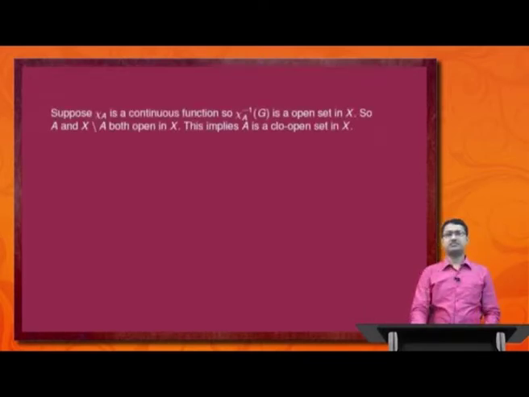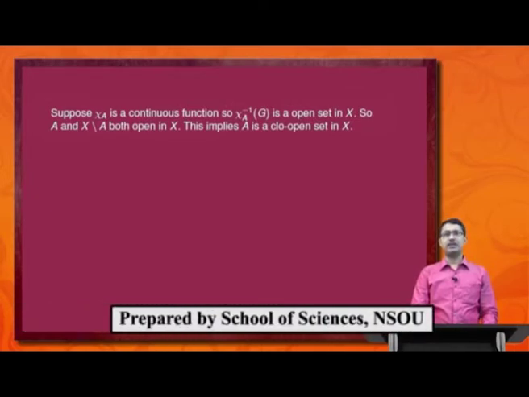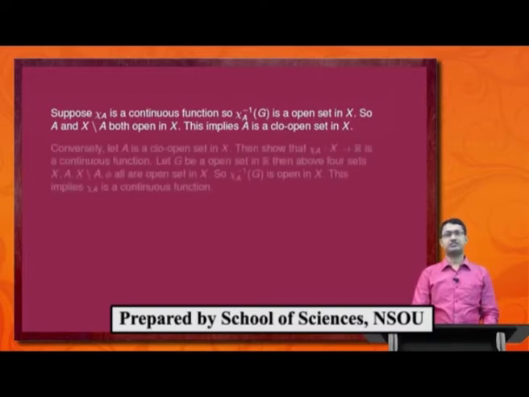Suppose chi A is a continuous function. So chi A inverse of G, that is the inverse image of G under the mapping chi A, the characteristic function, is an open set from the definition of a continuous function. So A and X minus A both are open sets in X. This implies A is a closed set, because X minus A is open, so its complement A is closed. That means A is open and closed in X.